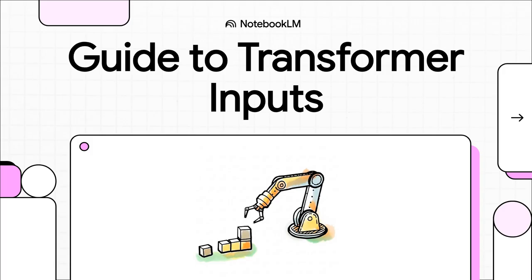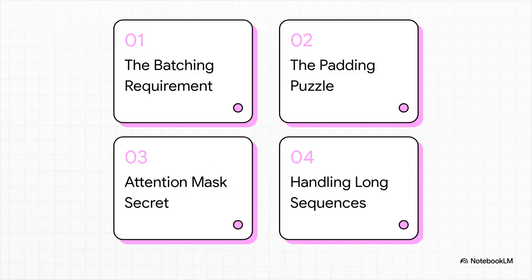So let's walk through this together, and by the end, we'll have a simple 4-step checklist to get it right every single time. We're going to frame this whole thing as a troubleshooting journey, one you've probably been on before. First, we'll tackle that initial batching requirement that gets everyone. Then, we'll solve the padding puzzle, what to do when your sentences are different lengths. After that, we'll pull back the curtain on the attention mask secret, which is crucial. And finally, we'll quickly cover what to do with those extra long sequences.